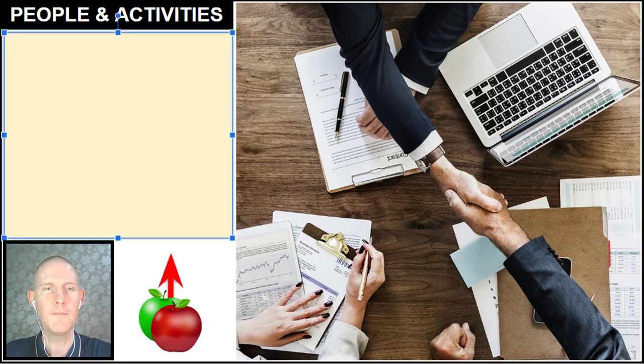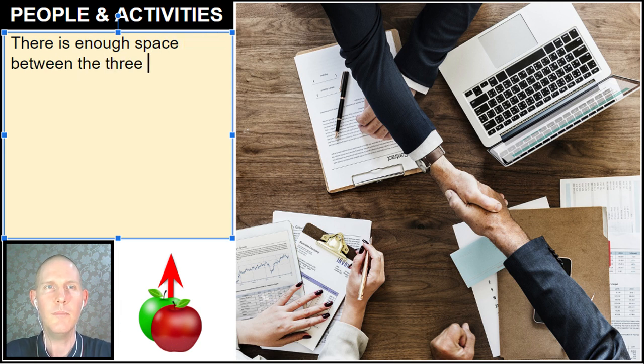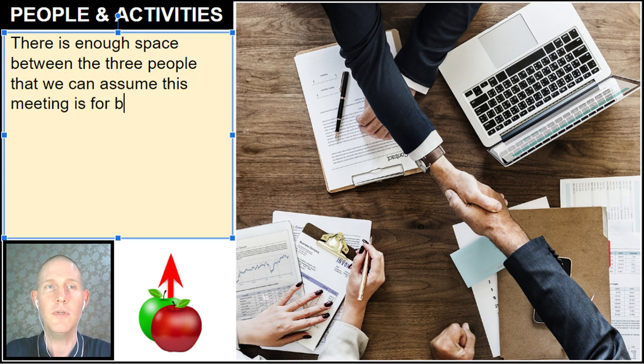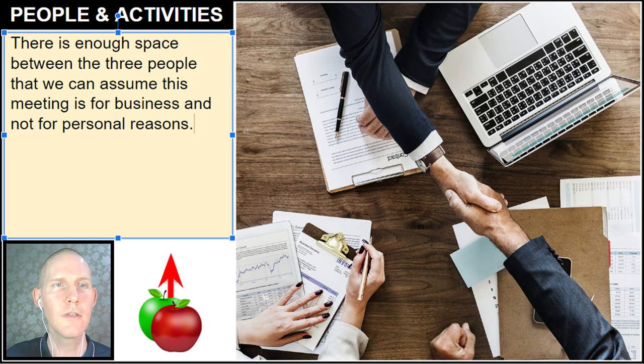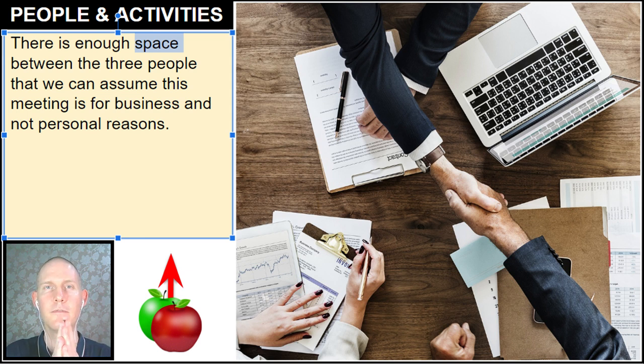More people and activities. There is enough space between the 3 people that we can assume this meeting is for business and not for personal reasons. All right, it's for business and not personal reasons. So there's enough space between the 3 people. Space just refers to the amount of their positioning around the table. What other word can we use besides space? Area. There we go. The amount of area in between the people, right?